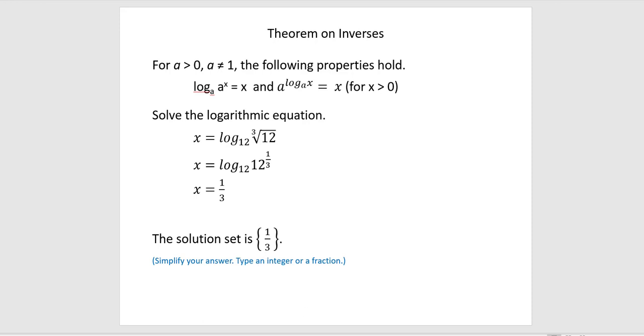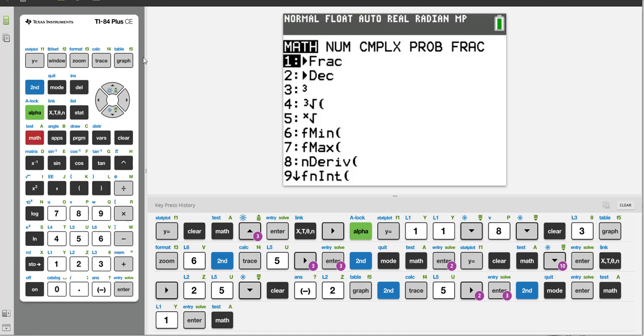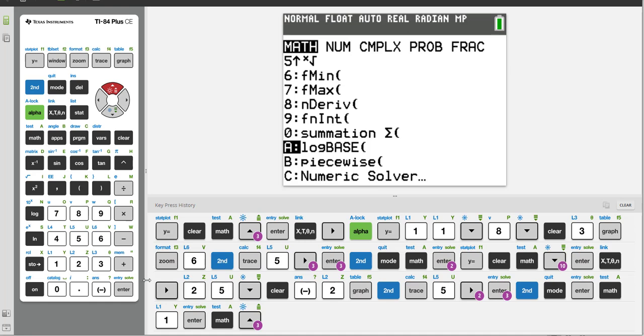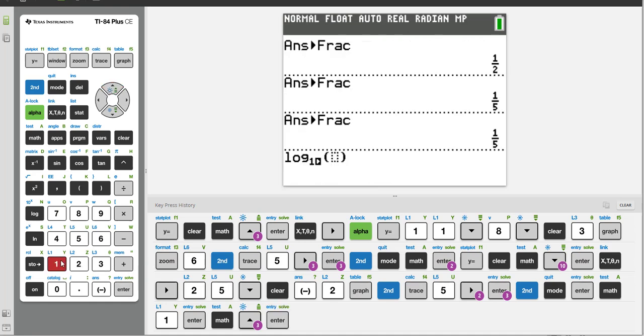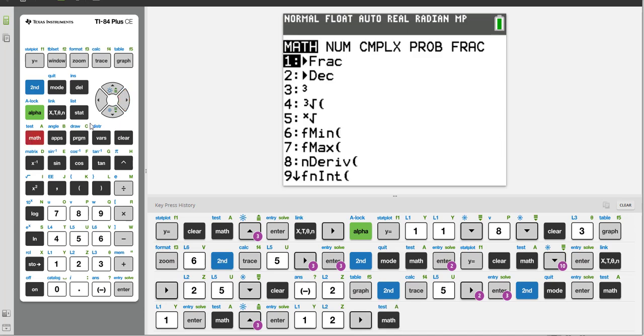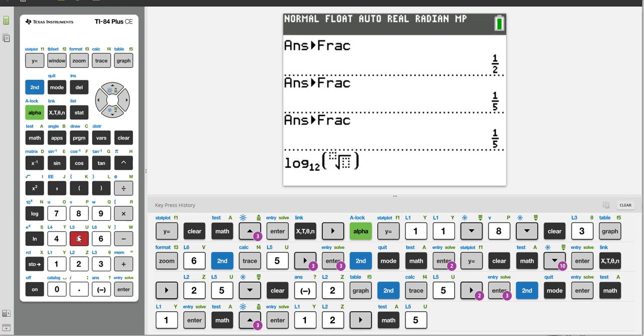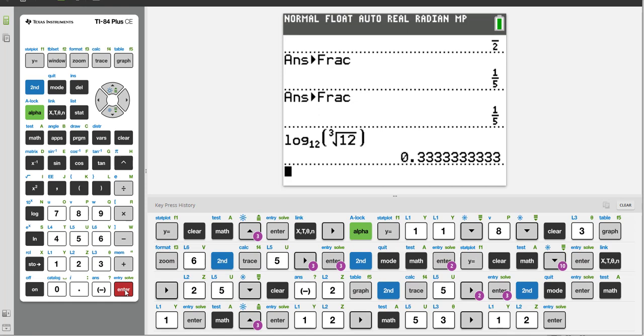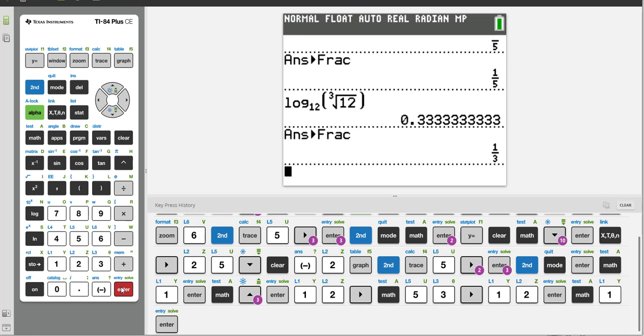To solve this equation using the TI-84 calculator, press math and use the up or down arrows to select log base, and select it by pressing enter. Type in 12 and the right arrow. Press math and select number 5, the x root of. Type in 3 and press the right arrow. Type in 12 and press enter. This gives an answer of 0.3 repeating. This is a decimal. We cannot use this answer in its decimal form. It must be converted to a fraction. To do this, select math, select number 1 frac for fraction, press enter, and that will give the answer of 1/3.